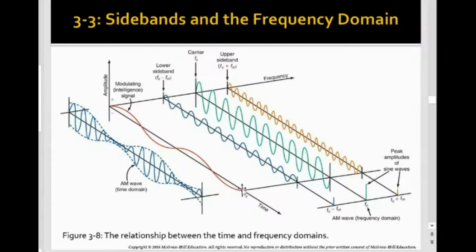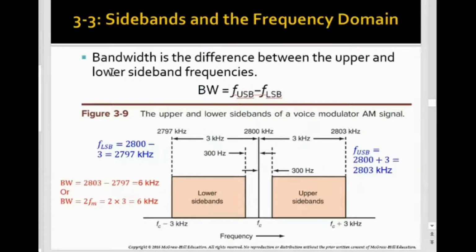Let's say your modulating signal is 10 Hertz. In your spectrum, the upper sideband and lower sideband will be 10 Hertz away from the carrier, meaning 10 Hertz more than and 10 Hertz less than the carrier frequency. And you can see the power is quite smaller. That is something which we will discuss shortly. Here it's showing the bandwidth. The bandwidth is the difference between the upper and lower sideband frequency. That represents your bandwidth.